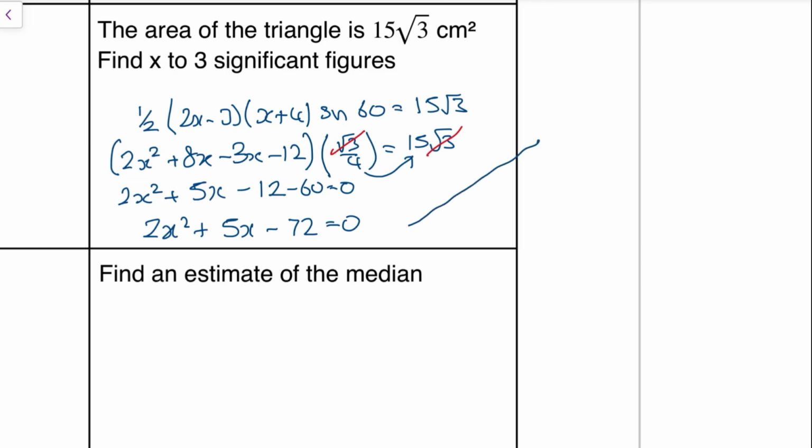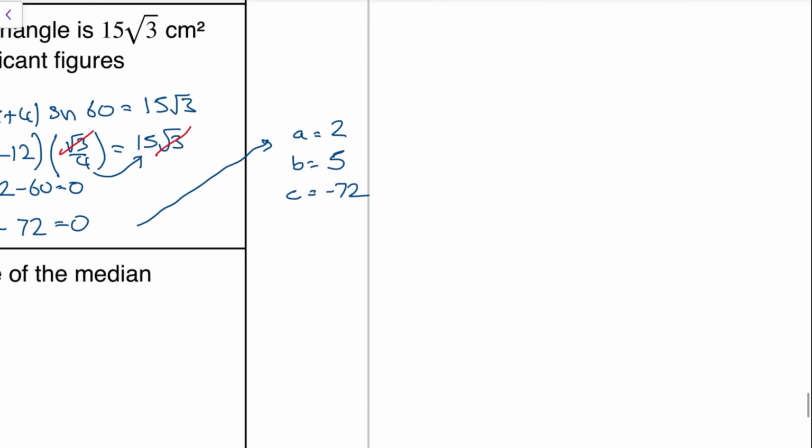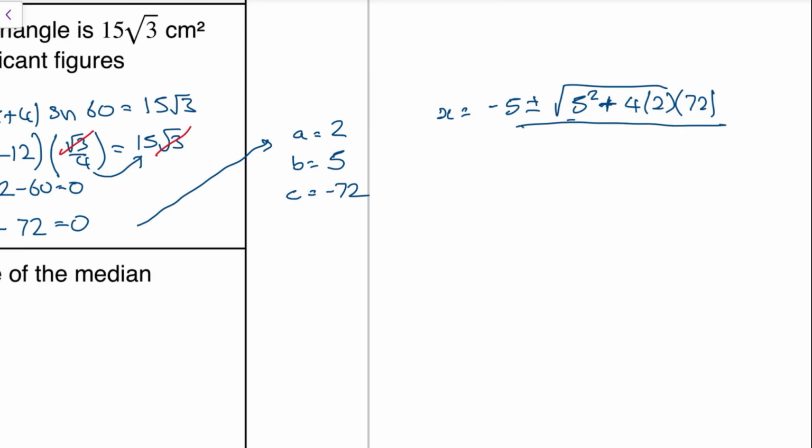I'll tell you what I'm going to do. Usual rule, can't see it straight away, quadratic formula. So a is equal to 2, b is equal to 5. This is a good quadratic typical sort of problem, by the way. C is equal to minus 72, which means that x is equal to minus 5 plus minus the square root of 5 squared minus 4 times 2 times minus 72, which makes this a plus, and divide all that by 2 times 2, which is 4.